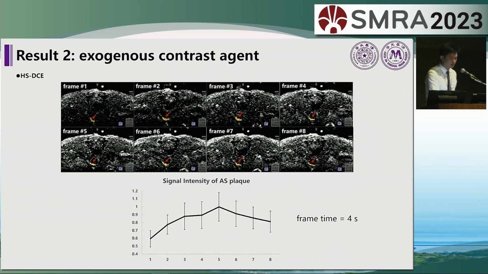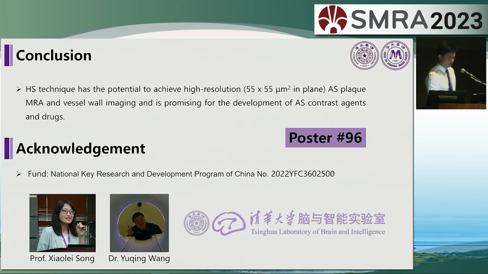We also did HS-DCE. The signal intensity of AS plaque increases and reaches the peak at around 20 seconds after injection and then decreases. So as a conclusion, HS technique can achieve high resolution AS plaque MRA and vessel wall imaging and is promising for the development of AS contrast agents and drugs.